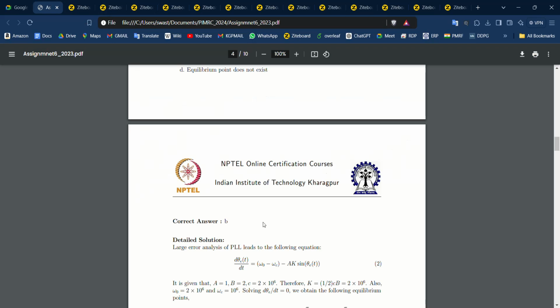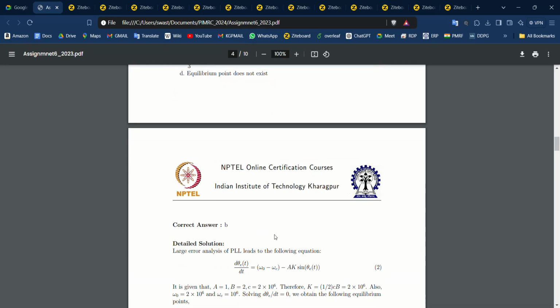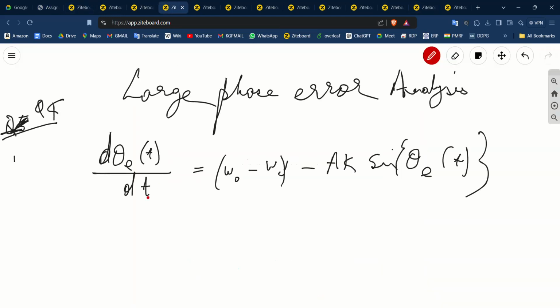Now it is given that a equal to 1 and k is equal to half into c into b, where b is 2 and c is 2 into 10 to the power 6. So k evaluates to 2 into 10 to the power 6 and a is 1. So k equal to 2 into 10 to the power 6, the VCO constant, and a is 1.